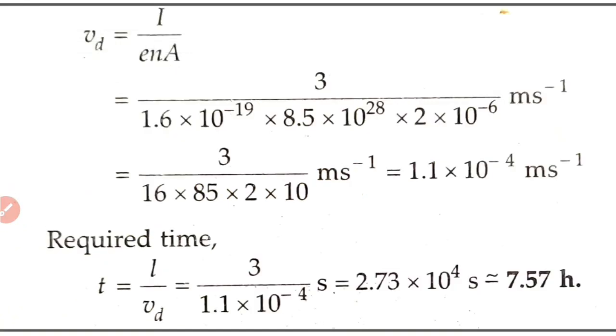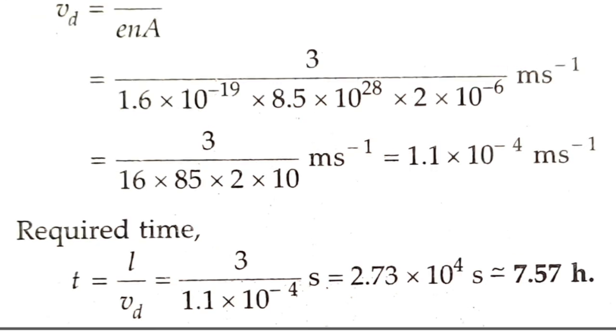So Vd we are getting as 1.1 into 10 raised to minus 4 meter per second. So we get the time taken by the electron to reach the other end of the wire as 2.73 into 10 raised to 4 second, which is not a very small time duration. See, it is in hours, it is 7.57 hours. So it again shows that it is not the actual translatory motion of the electron from one end of the conductor to the other end that constitutes current. It is actually the local drift of the electrons which constitutes current.